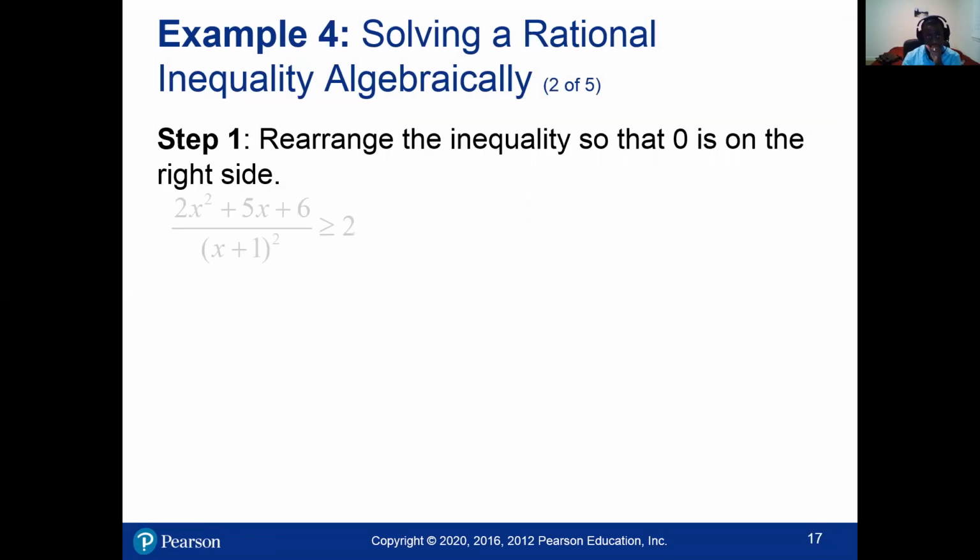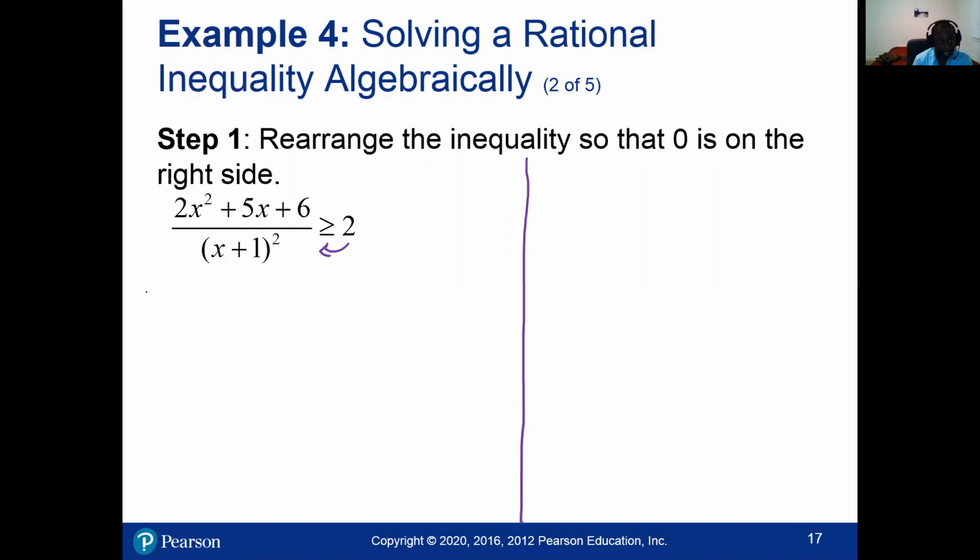So first thing, we want to rearrange this. Okay. And then we will simplify it. Let me divide this page into 2 because I need the space. All right. So it means that we are moving positive 2 to the other side. So that gives us (2x squared plus 5x plus 6) divided by (x plus 1) all squared, minus 2, greater than or equal to 0.